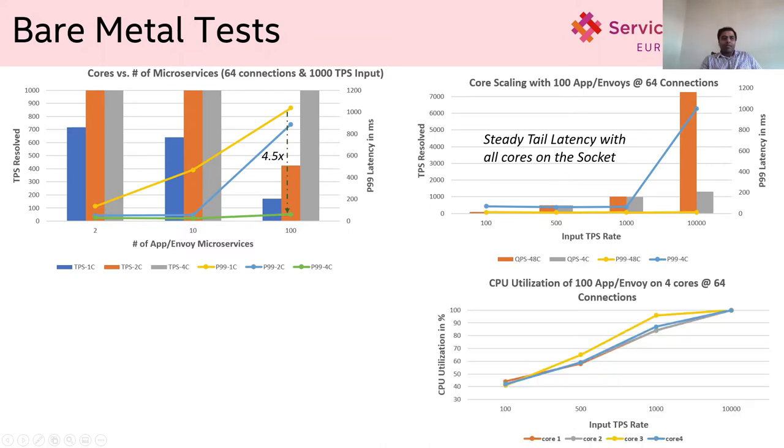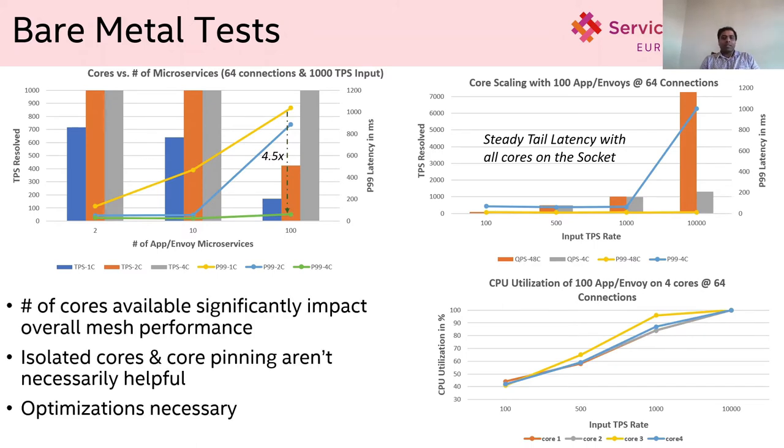If you look at the CPU utilization across these four cores, once you cross 1000 TPS input rate, your CPU utilization for your Flask app and sidecar proxy goes close to 100%, right? Anything over 1000, reaching 100%, which is a lot. So essentially, we found that the number of cores has a significant impact on overall mesh performance. Isolated cores and core pinning aren't necessarily helpful, which is what some of the telco deployments do, right? Isolate the cores and pin the microservices. It's not necessarily helpful.